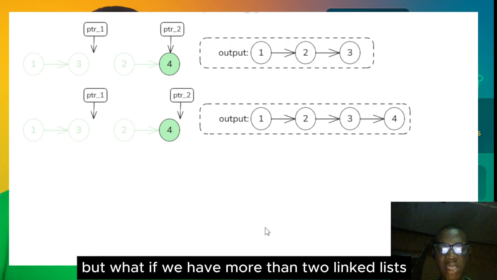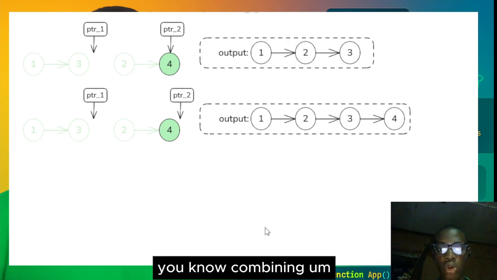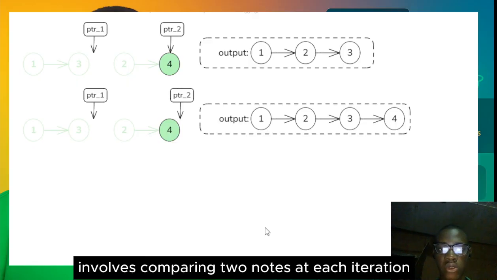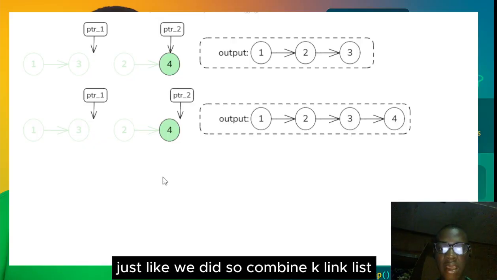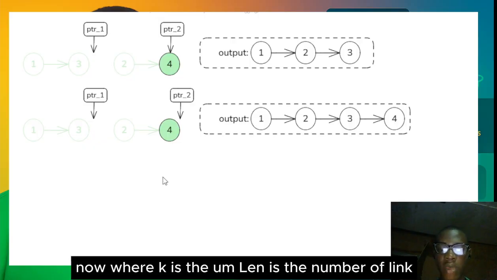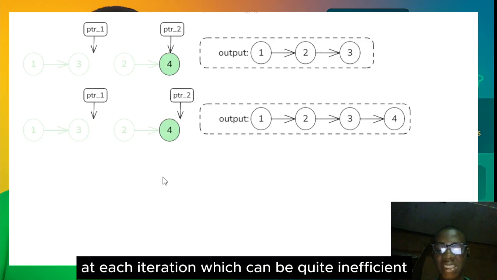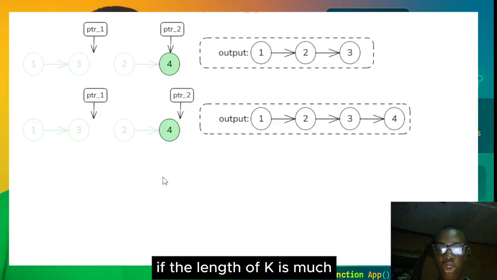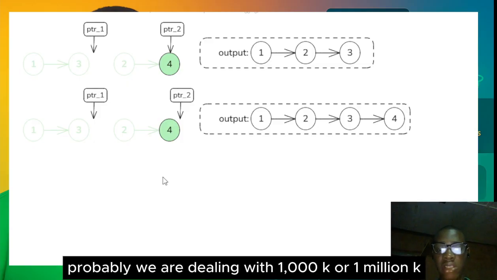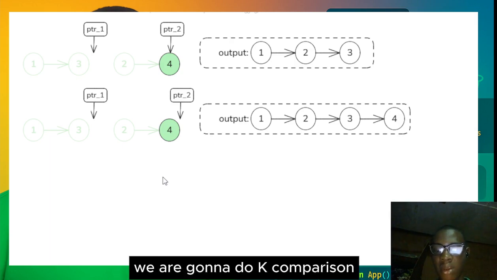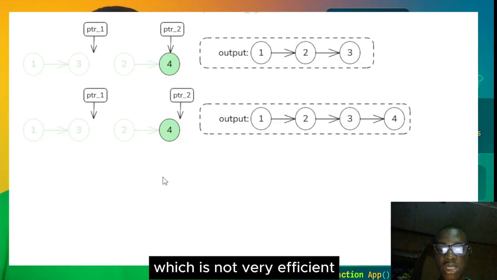But what if we have more than two linked lists? Combining two linked lists involves comparing two nodes at each iteration, just like we did. So to combine k linked lists, where k is the number of linked lists that we are trying to combine, will require k comparisons at each iteration, which can be quite inefficient if k is large. Probably we are dealing with 1,000 or 1,000,000 lists. That is, at each single iteration we are going to do k comparisons, that is 1,000,000 comparisons, which is not very efficient.